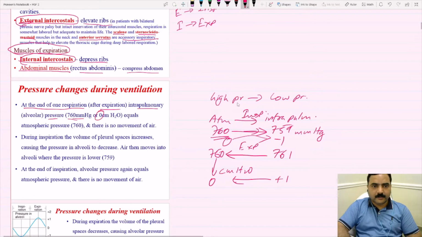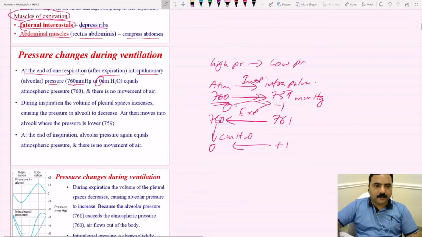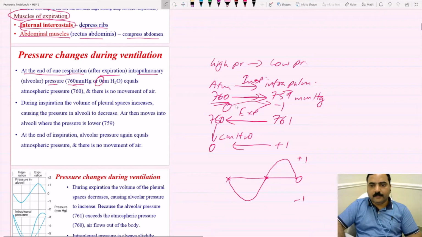Okay, it's 0. That means it's 760, equal to the atmospheric pressure, and there is no movement of the air. So it goes like here. You can see over here the graphical representation. You put 0 here, plus 1 over here, and minus 1 over here. So this minus 1, up to 0, is your inspiration. From this point to this point is inspiration, and from here to here is plus 1, that is your expiration. So that's how inspiration and expiration happen.